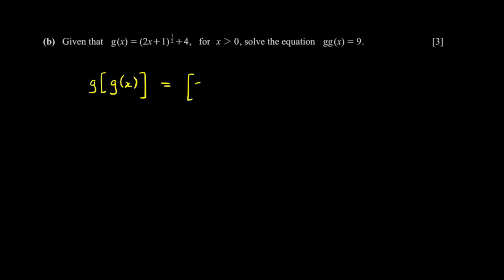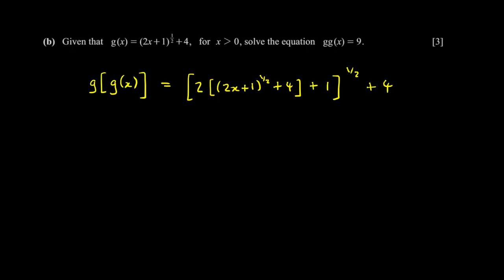Well, we can have 2. Now, instead of x, we need to now have this whole thing as well. So 2x plus 1 to the power of a half plus 4. Okay, like that. Plus 1 to the power of a half plus 4. So I hope you can see what I've done there, right? Instead of the x, I've replaced the x with this entire function here of g.